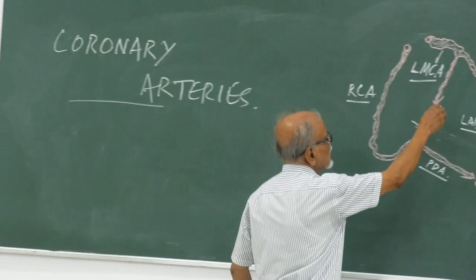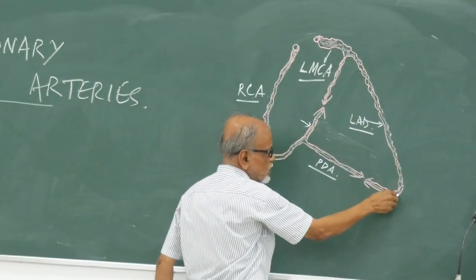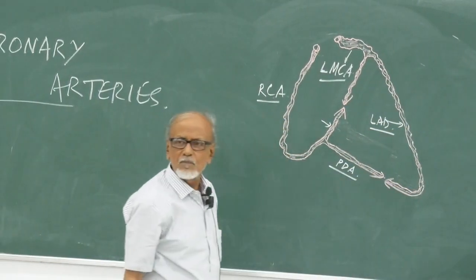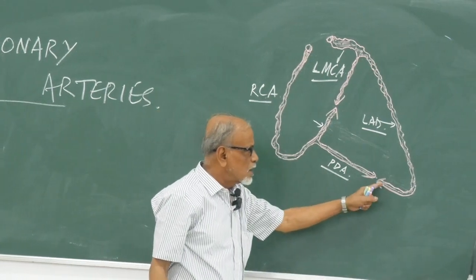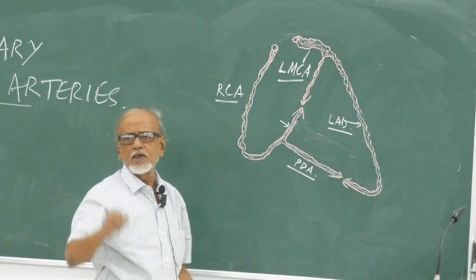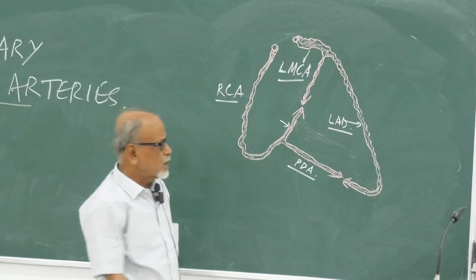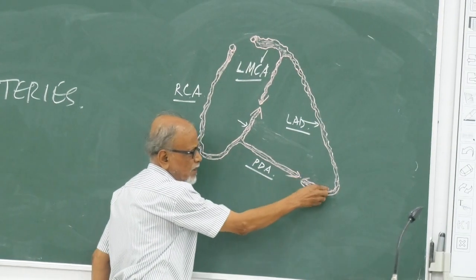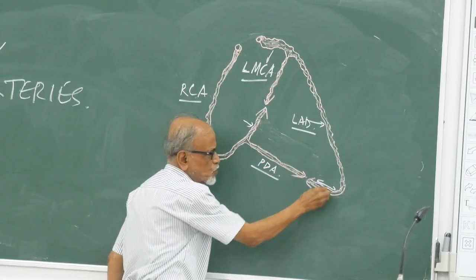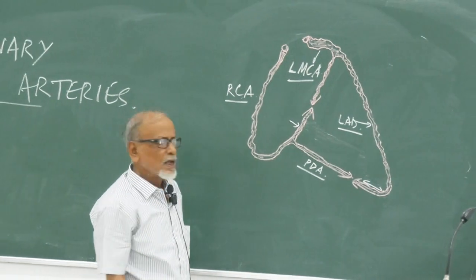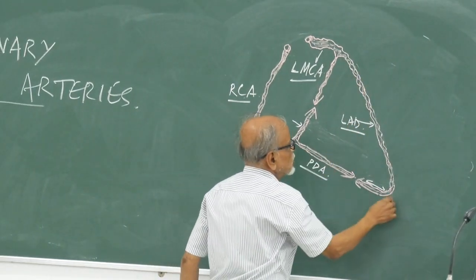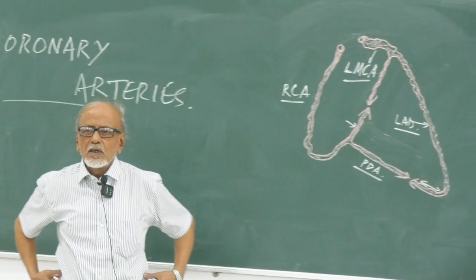দেখো, এই artery then runs in the posterior interventricular groove. এটা কিন্তু posterior interventricular groove আছে, এই সেগমেন্টটা anterior interventricular groove আছে. ঠিক আছে?